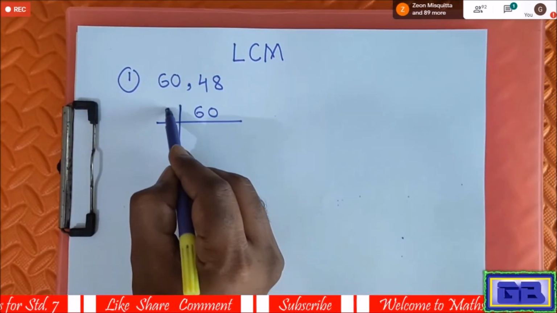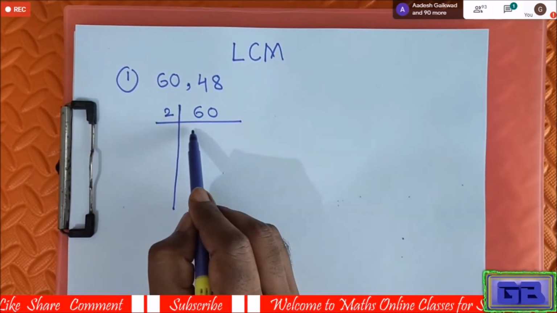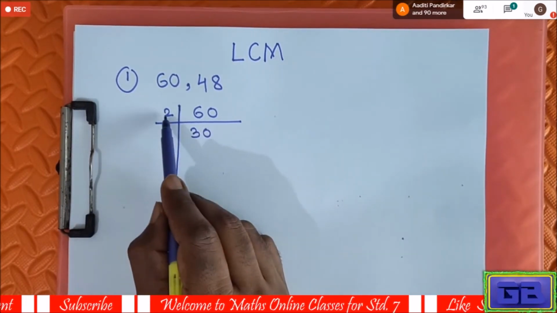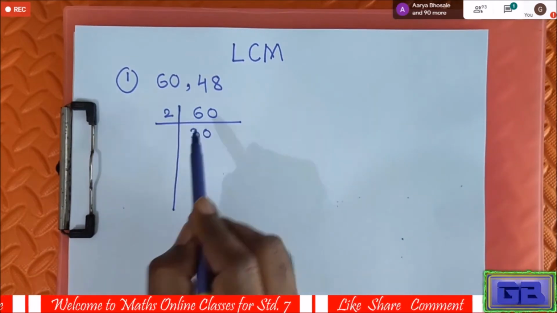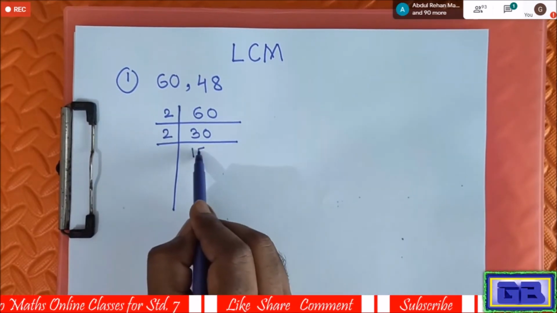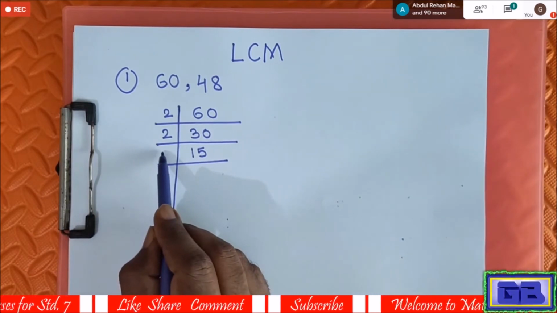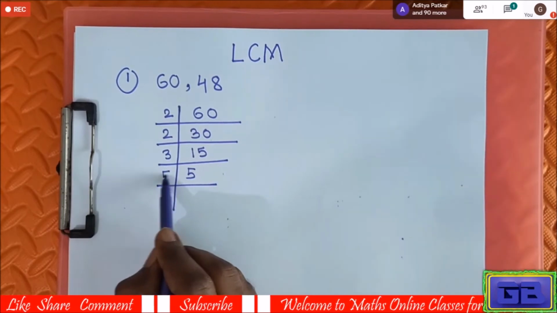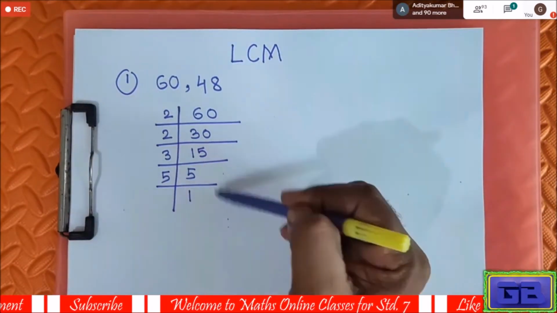First I will take 2 here, and the quotient will come 30, as 2 3s are 6 and 2 zeros are 0. Again I will take 2 here, here it will come 15. Now 15 we have to divide by 3. 3 5s are 15, and lastly 5 1s are 5. In this way, this is called vertical arrangement.